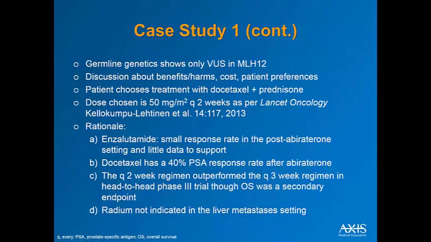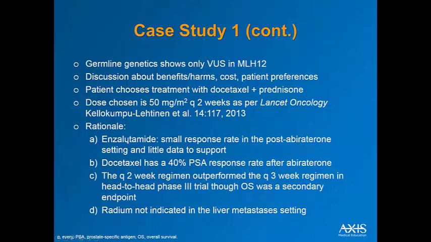This patient needs to go on docetaxel. And interestingly, there is a trial that has gotten very little publicity, but it is a good trial that shows that 50 milligrams per meter squared every 2 weeks of docetaxel may actually be superior to every 3 weeks. It was overall survival as a secondary endpoint, but the Q2 weeks was better.